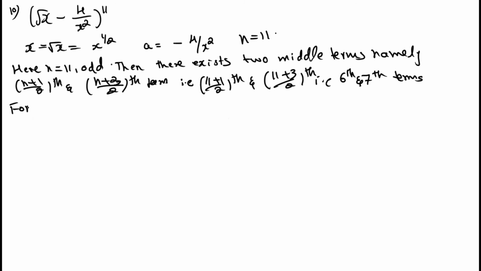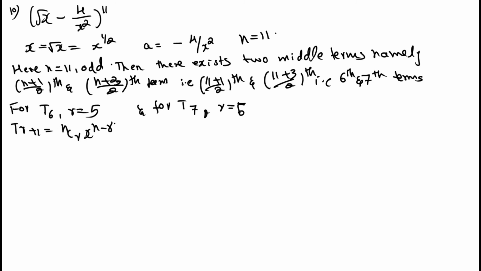For 6th term, r value equal to 1 less than the required value, that is 5. And for T7, we know r value equal to 1 less than the required value, that is 6. Write the general formula Tr plus 1 equal to NCr into x to the power n minus r into a to the power r. Take it as equation 1. Now separately calculate two middle terms. First consider T6. T6 equal to, substitute NCr. N is 11, C r value for 6th term, r value equal to 5, into x.